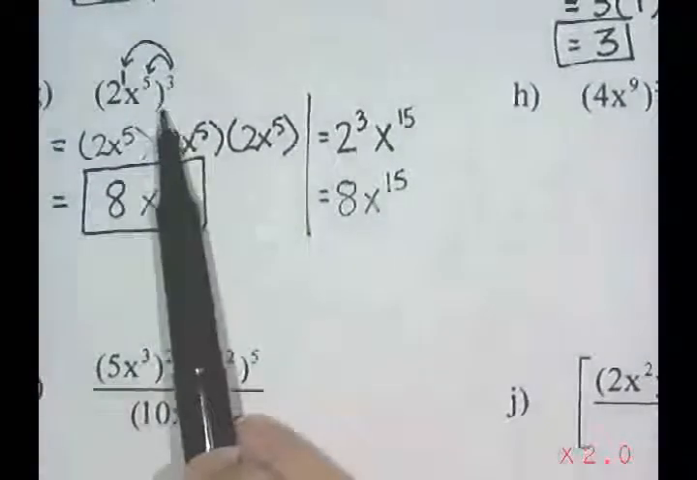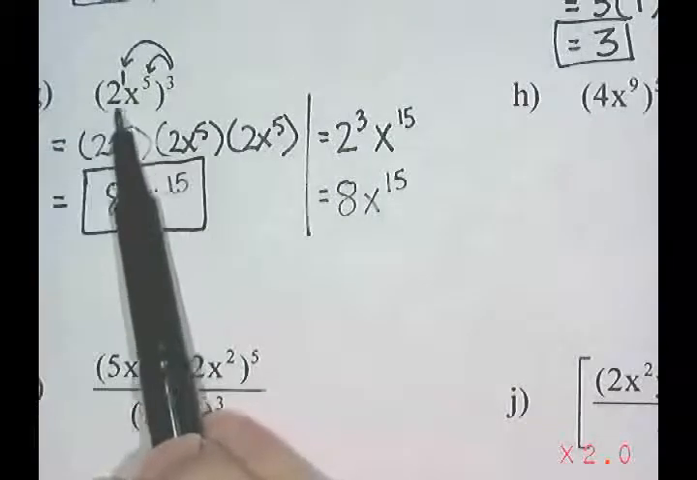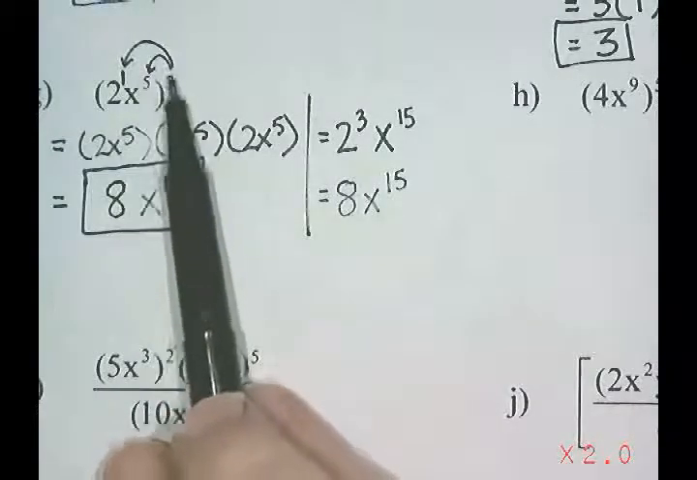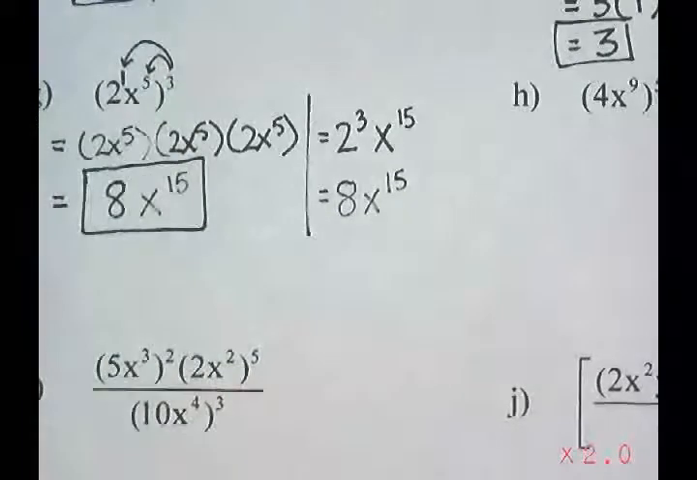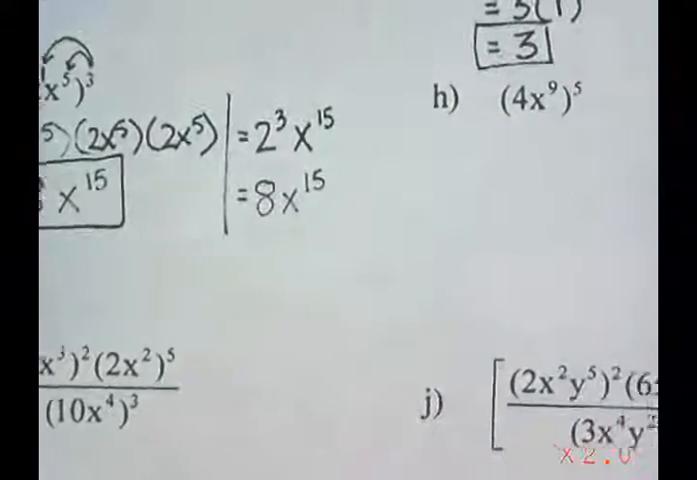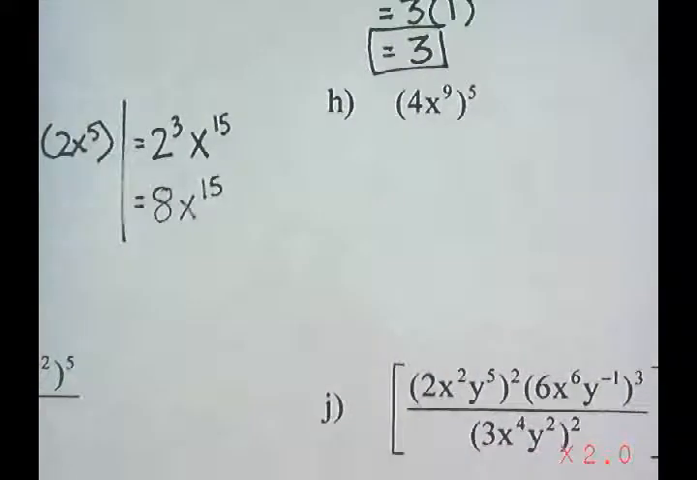So when you have a bracket and you have more than one thing inside, you need to make sure that you multiply the outside exponent into all of the exponents on the inside. So let's try another one just to make sure that we understand what we're doing.